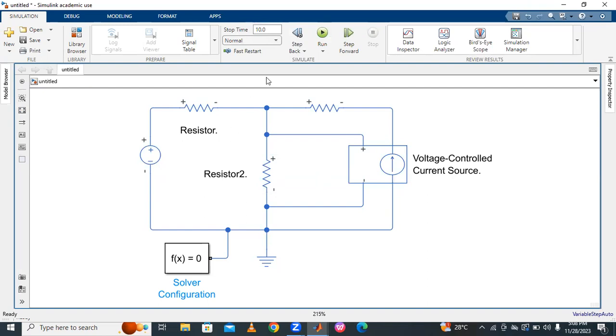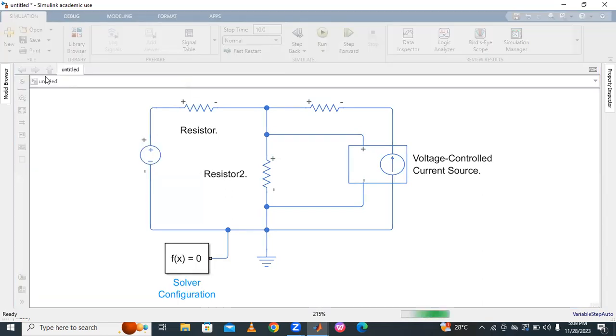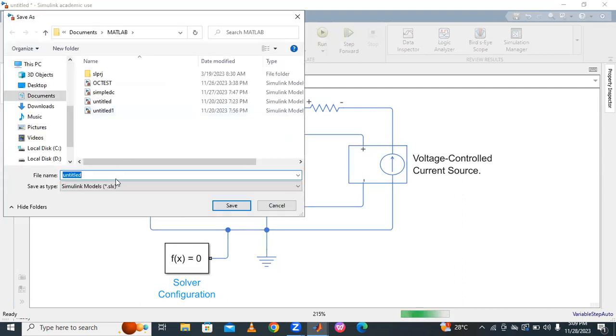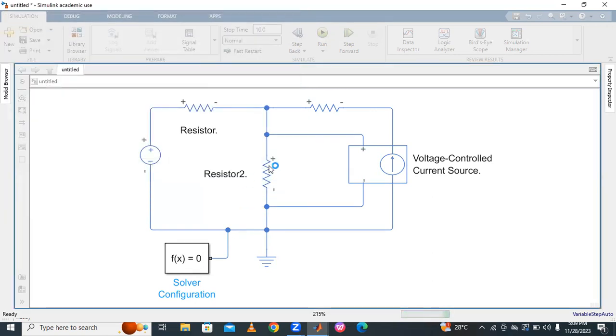First one. Okay, and then save as voltage controlled current source VCCS. Right here, VCCS, voltage controlled current source, and the same, simulate, and then you will get the voltage and current.